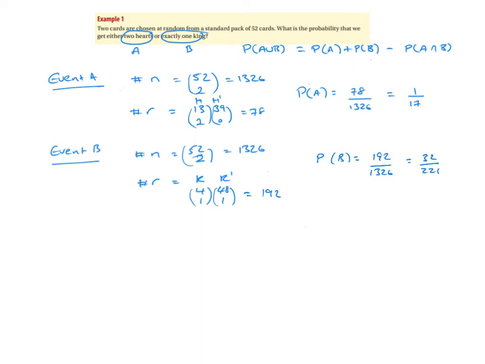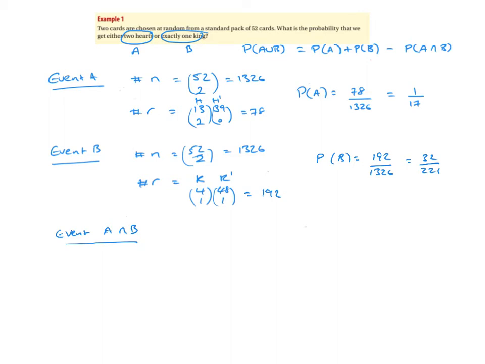Okay, so the third thing we need to work out now is the event of A intersection B. Now, this is the one where you have to think a bit. So we want them to intersect. Let's think what that means. So event A is 2 hearts and event B is exactly 1 king.